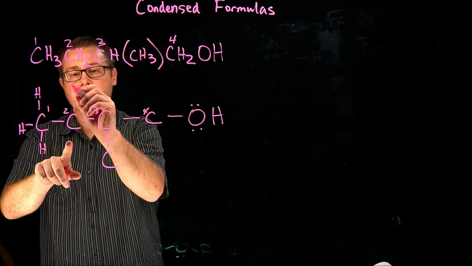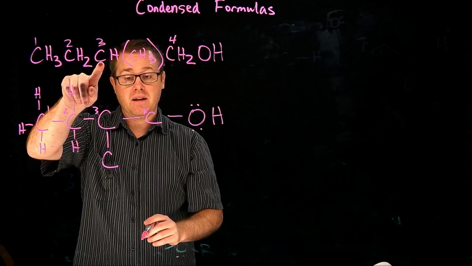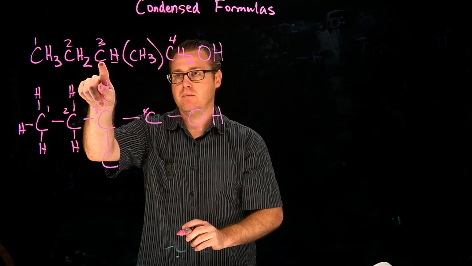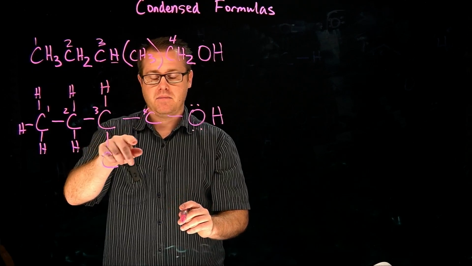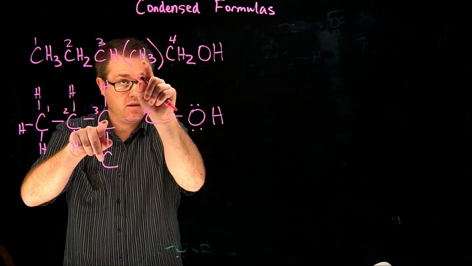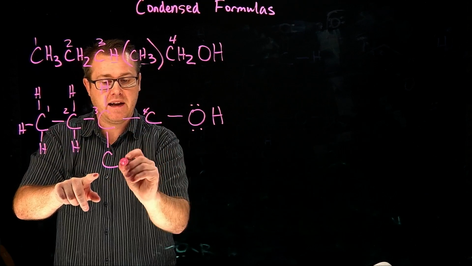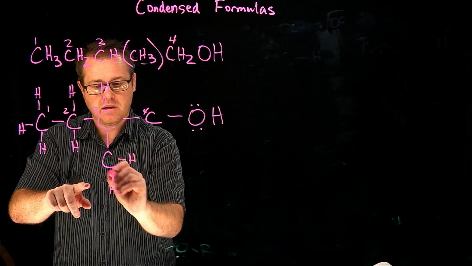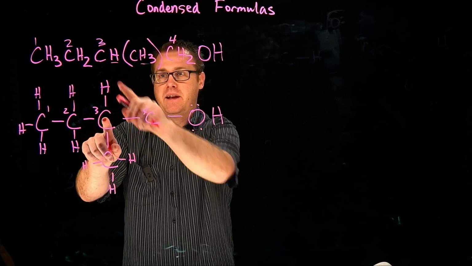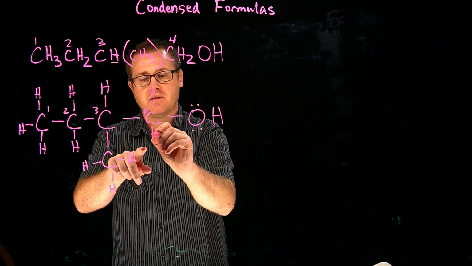Carbon 2 only has 2 of them. Carbon 3 has 1. And then carbon 3 is attached to the methyl, which is this carbon right here, and that has 3 hydrogens. Like that. Carbon 3 is directly attached to carbon 4, and that has 2 hydrogens. Like that.